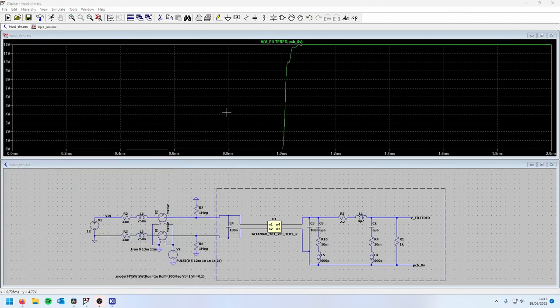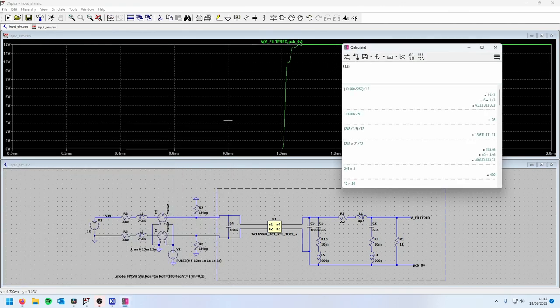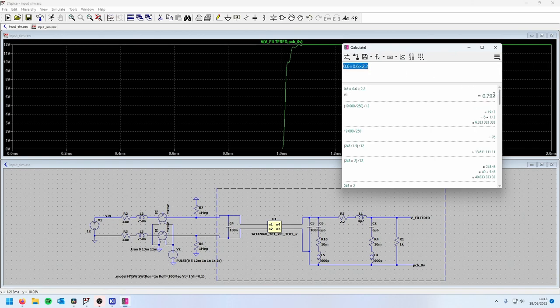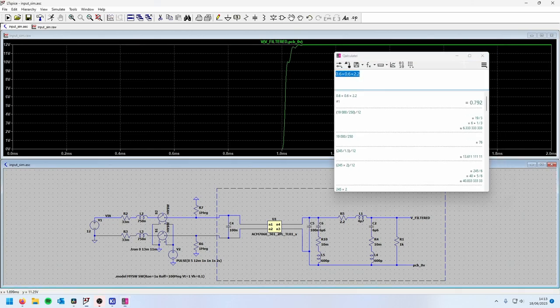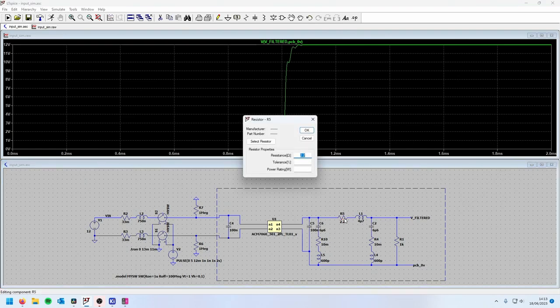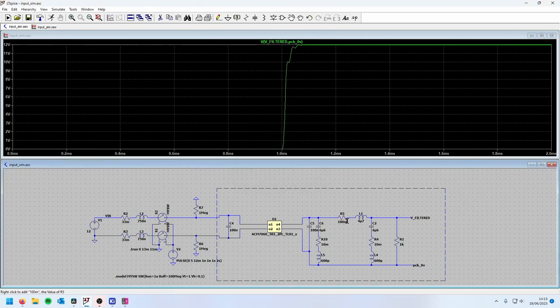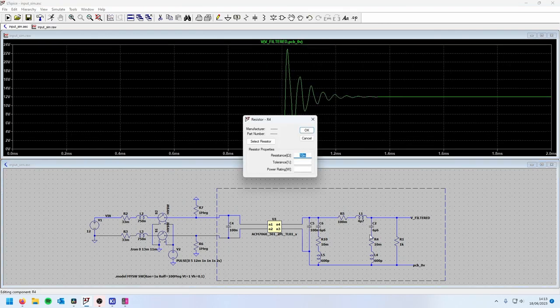If we bring up our calculator, we get 0.6 times 0.6 times 2.2, so I squared R, and you're getting about 3/4 of a watt dissipated in that resistor, which really isn't good. So let's put that back to 100 mΩ. The other thing we can do is up the value of the resistor here, because this is the main branch in which it's flowing. So we've put it back to normal and we're back to ringing, so let's up this one.